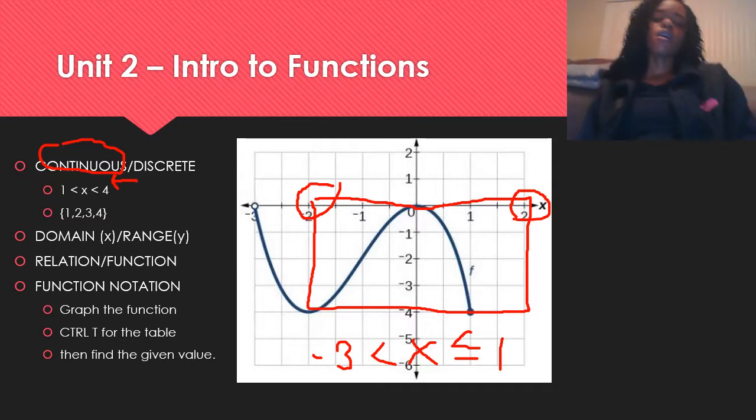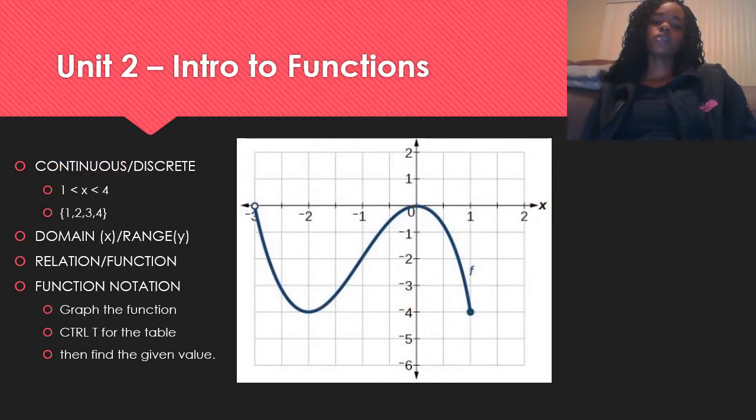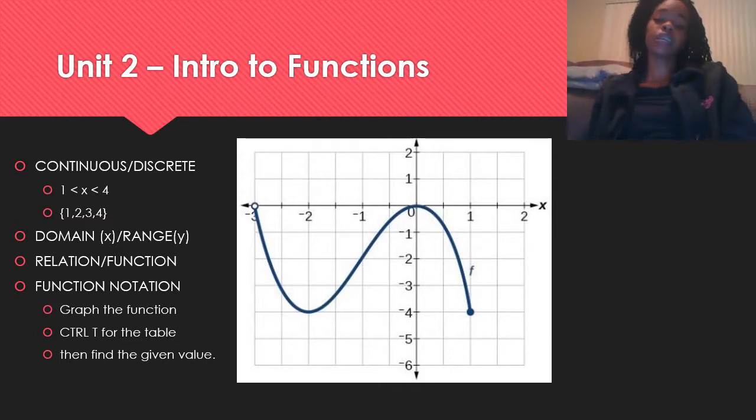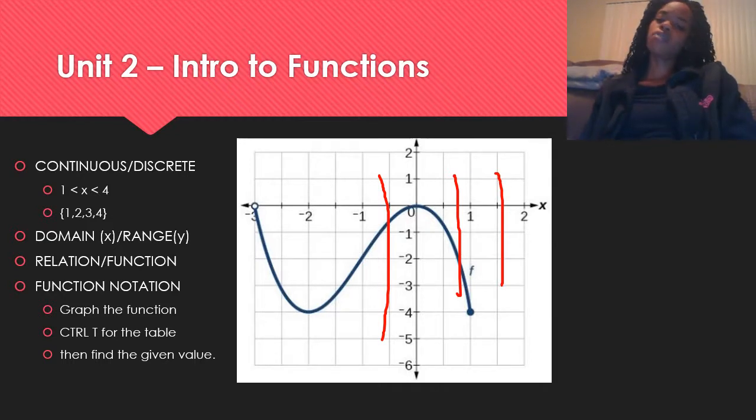Okay. Relation and function. We also talked about whether certain graphs or tables or relations are functions. Remember, you're looking at the x values. So if they give you a graph, it's pretty simple. Draw vertical lines. Is that a function? Yes. How do you know? Because I only pass through the graph one time each time. Okay.